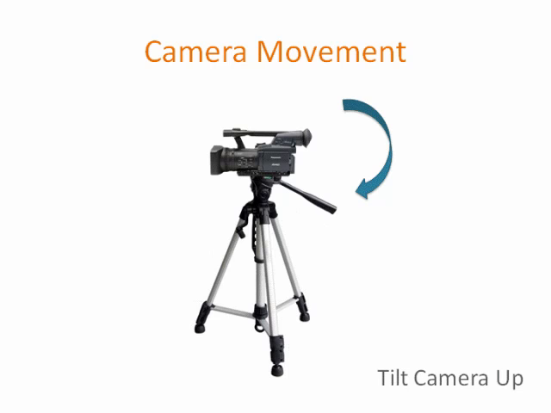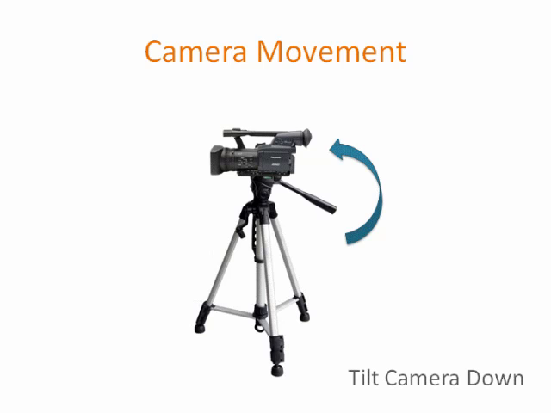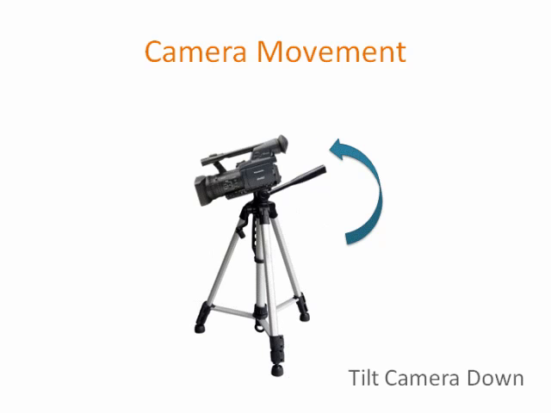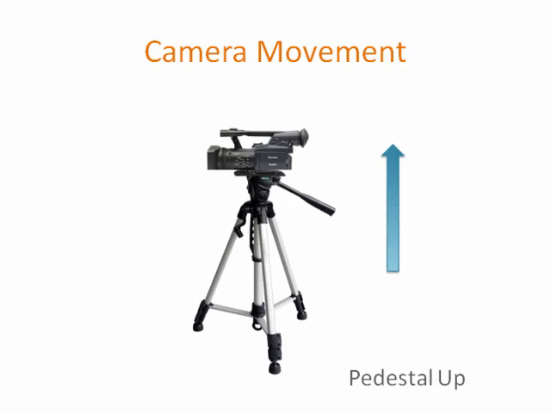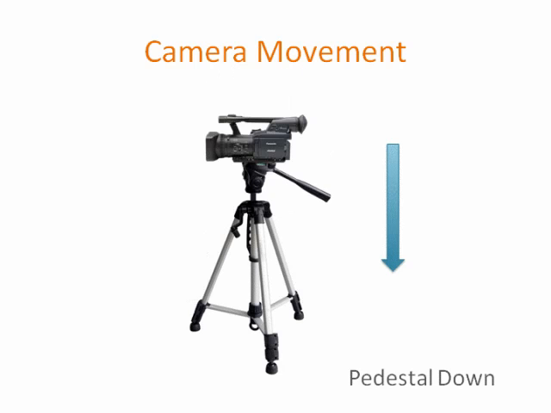Another movement that we have with the camera is to tilt the camera up, and in order to do that, when it's on the tripod, you push down on the tripod handle, and that will tilt your camera up. So to tilt down, you're going to push up or pull up on the tripod handle, and that will tilt the camera down. One other movement you need to be cautious of is to move the tripod up. I'll show you what that looks like, and also to move the pedestal or tripod down. That way you can adjust the height for what you're needing to film.